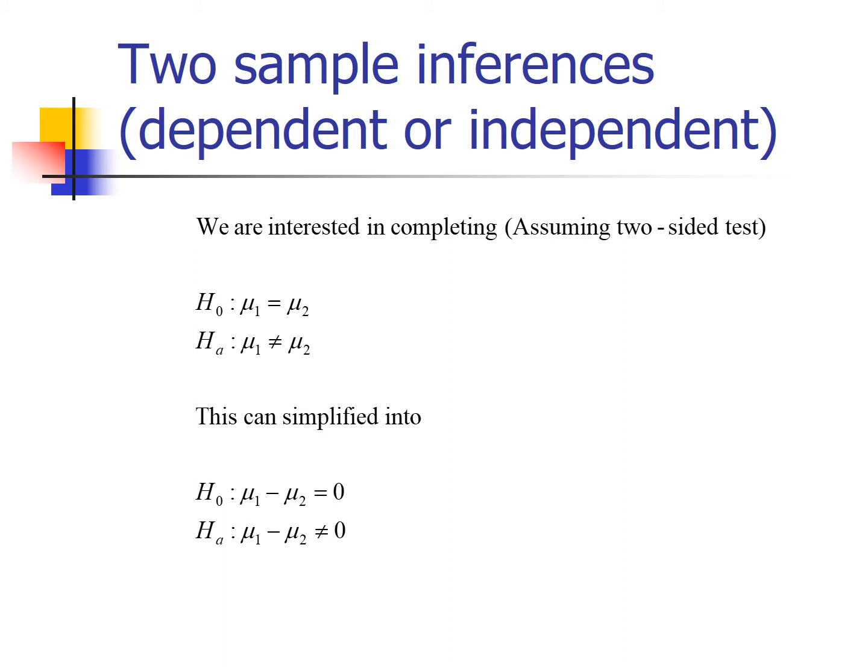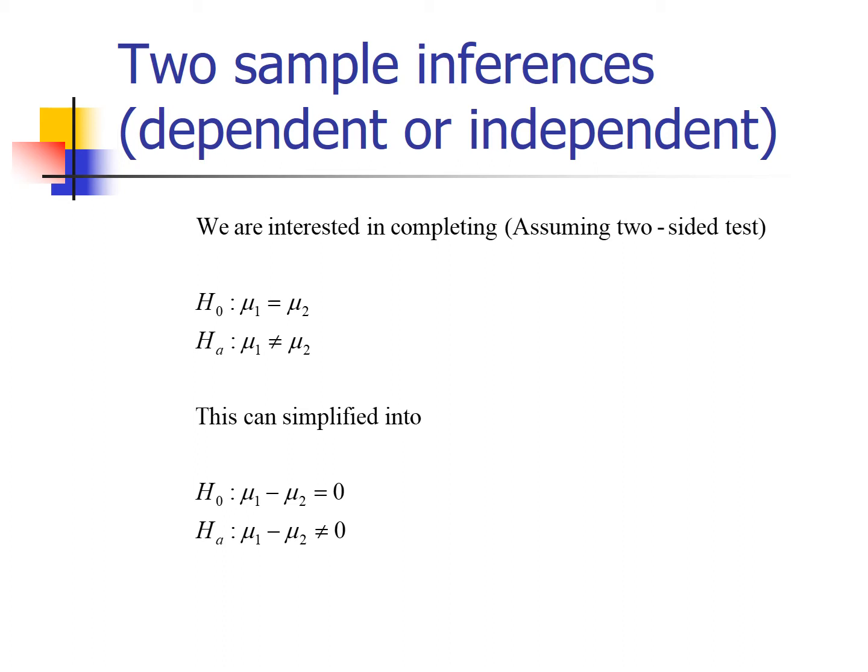Now, a little bit of a typo there, I guess. I'm not sure what I meant by completing. Maybe I meant to say we're interested in testing, assuming a two-sided test, the following competing hypotheses. The null hypothesis is that the mean from group 1 is equal to the mean from group 2. The alternative is that those two means are not equal to one another.